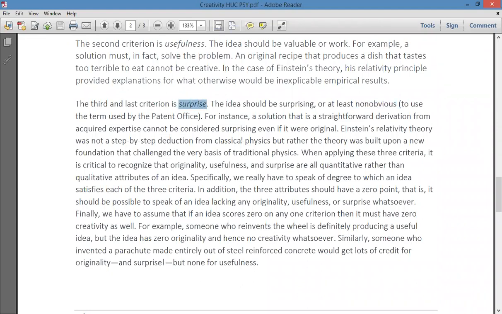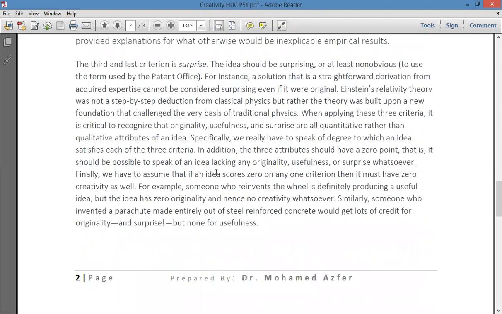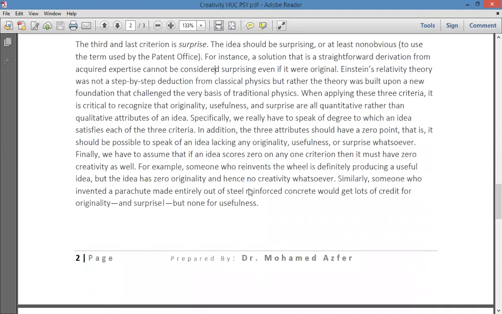So now you all have understood that in order for a particular invention or idea or solution to become creative, it should meet these three criteria. The first criteria is originality. The second criteria is usefulness. The third criteria is surprise. These three criteria should be met.